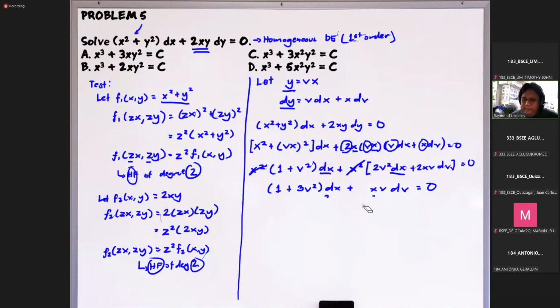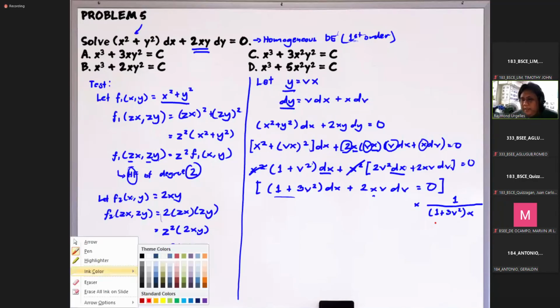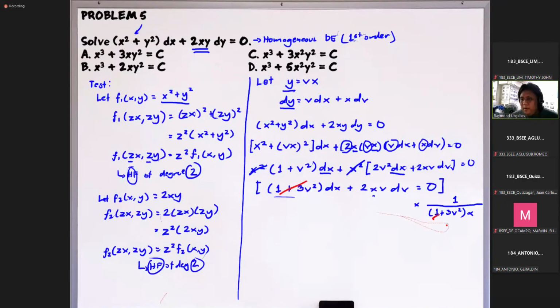Diba? So then, okay? So ano yung kailangan natin i-multiply dito para ma-separate natin yung variables? Dun sa unang term, kailangan natin tanggalin yung 1 plus 3v squared. So kaya i-multiply natin ito ng, okay, 1 over 1 plus 3v squared. Second term naman natin na kailangan natin tanggalin dito is yung x. So we have 1 over x. So yun yung kailangan natin i-multiply dun sa equation. Diba? So dun sa first term natin, magka-cancel lang to.